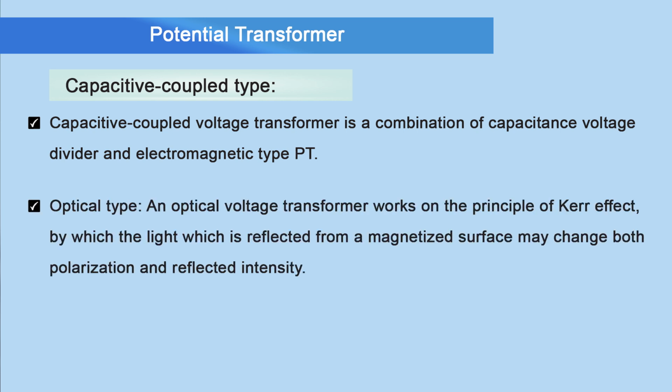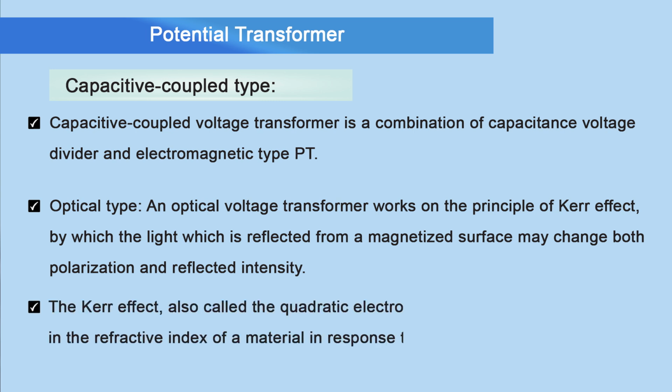Now we have the optical type. In this optical type, the voltage transformer works on the principle of the Kerr effect, by which the light which is reflected from a magnetized surface may change both polarization and reflected intensity.